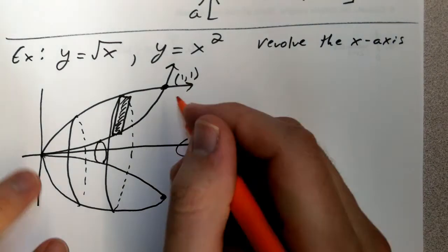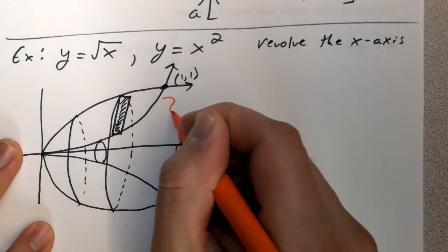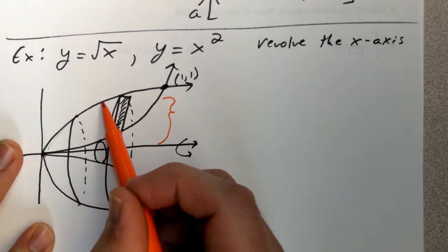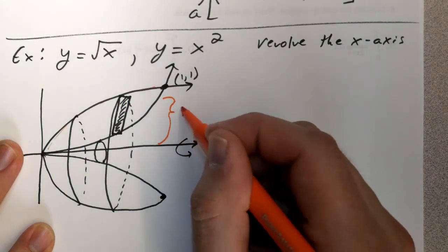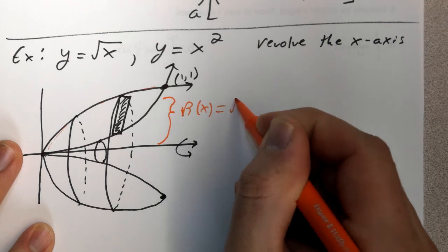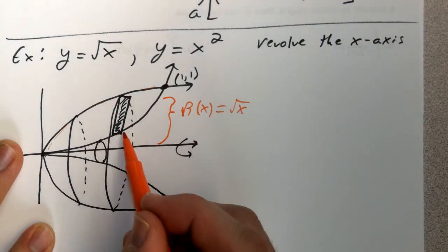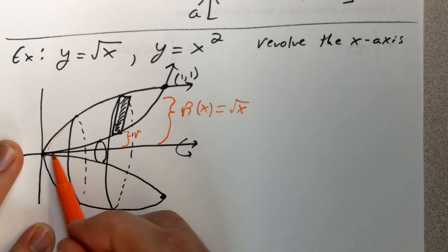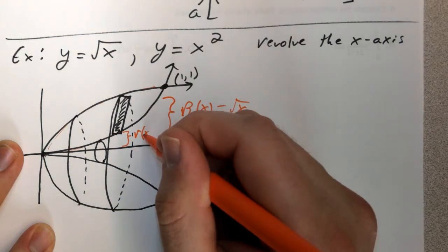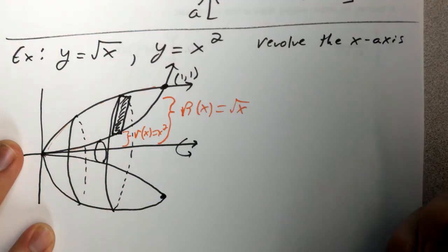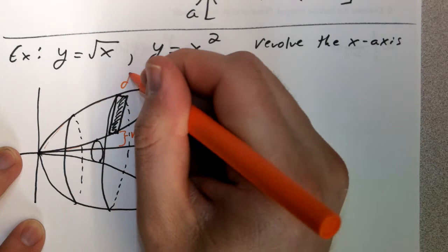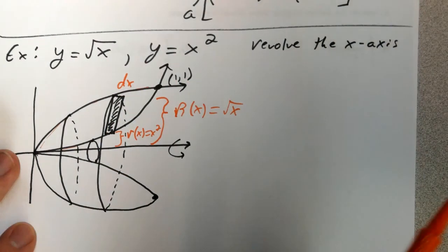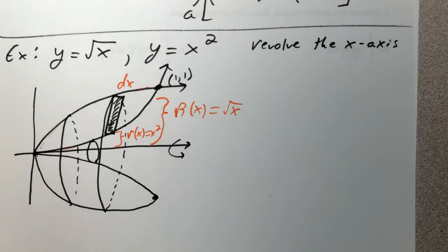So we'll look for the big radius first. The outside radius is going to be defined by this top function, which is square root of x. So capital R of x is equal to root x. The inside radius, the smaller radius, little r, is going to be defined by this curve here, which is x squared. So little r of x is equal to x squared. We're shrinking the rectangles in the horizontal direction, so dx is our differential, and then we can set up the integral.